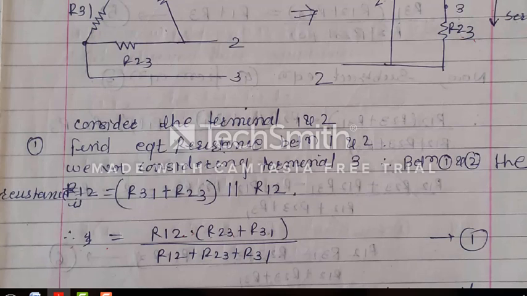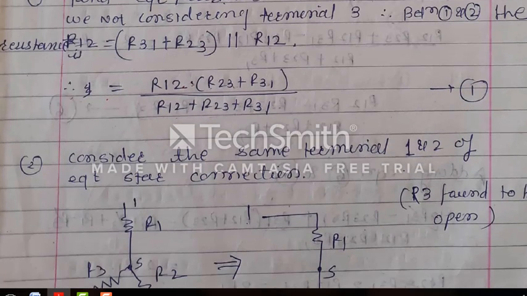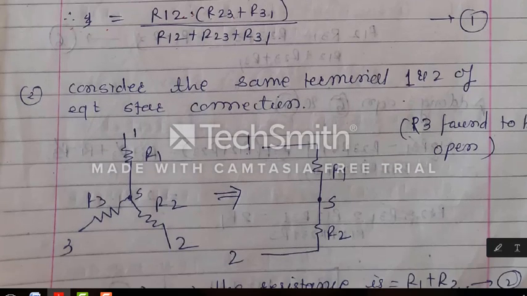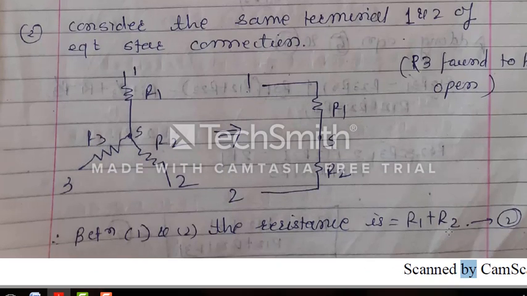Second, consider terminals 1 and 2 of the star connection. Here R1 and R2 are considered. Now the R3 branch is found to be open, and it is considered a redundant branch. This is the circuit between 1 and 2, and this is the redundant branch as it is open. Then R1 plus R2 is the resistance across terminals 1 and 2. So the resistance between terminals 1 and 2 for a star connection is R1 plus R2.